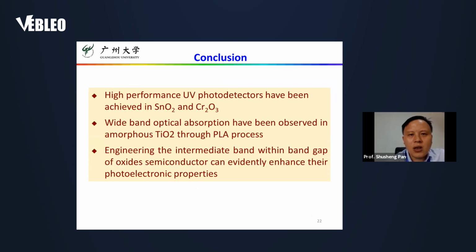Okay, some conclusions. High performance UV photodetectors have been achieved in tin oxide and chromium oxide. Wide band optical absorption has been observed in amorphous titanium oxide through the pulsed laser ablation in water process. Lastly, engineering the intermediate band within the band gap of oxide semiconductors can evidently enhance their photoelectronic properties.